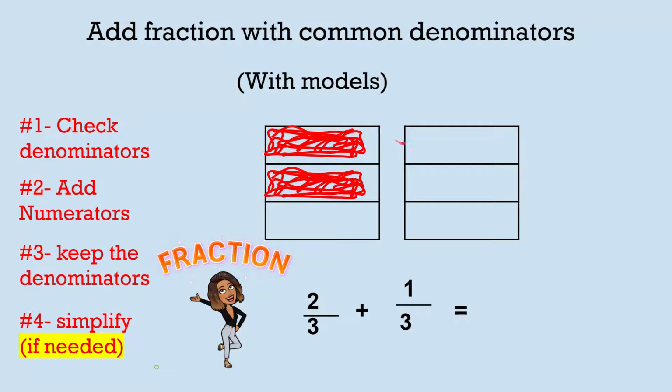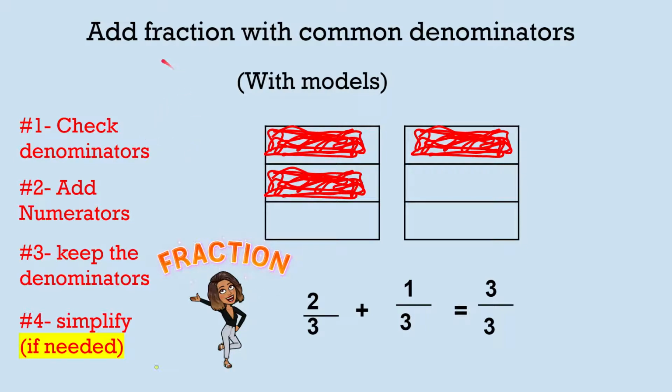And now let's shade 1 of this third. So I shaded 1, and now we're going to add them. You could add them up just like 2 plus 1, or you could do 1, 2, and 3 and get the answer to be 3/3. And step 3 is to keep the denominators, and I did that because I did it before we even went to step 3.